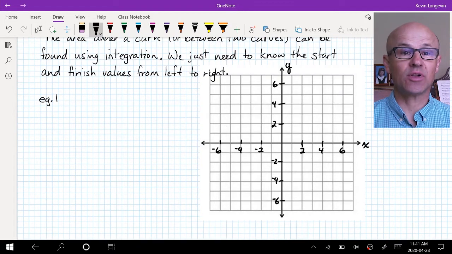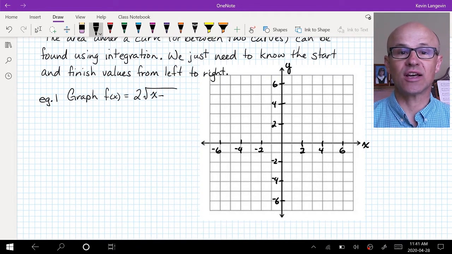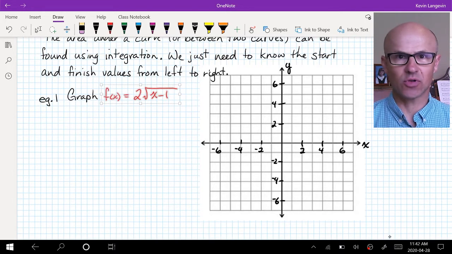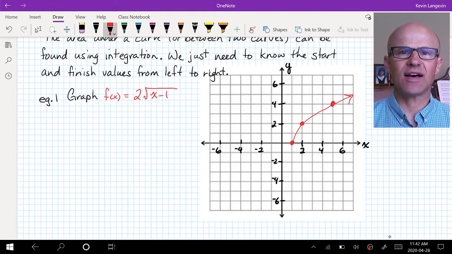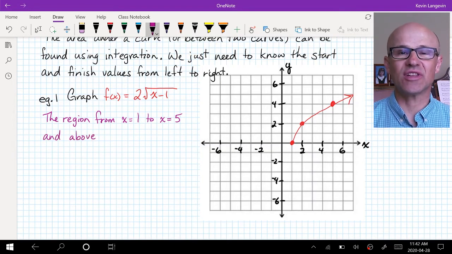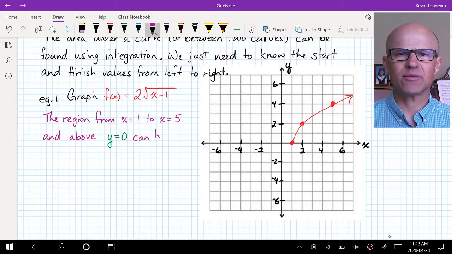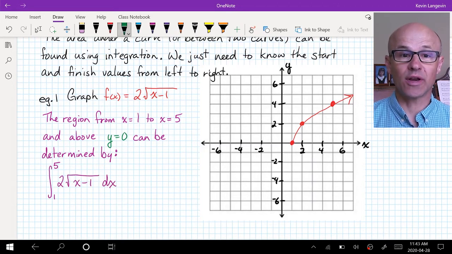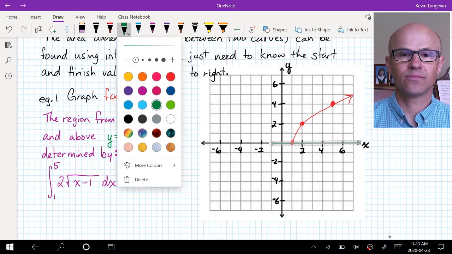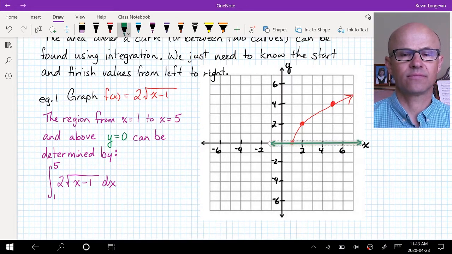So for my first example, I'm going to graph y equals 2 times the root of x minus 1. Simple grade 11 graph. We know it looks something like this. And then I'm going to pretend that I want to find the area from x equals 1 up to x equals 5 underneath this curve, which also technically means it's above the x-axis, which is the y equals 0 line. So this can be found by just setting up the integral from 1 to 5 of 2 times that function. It'll give us this shaded in area right here.